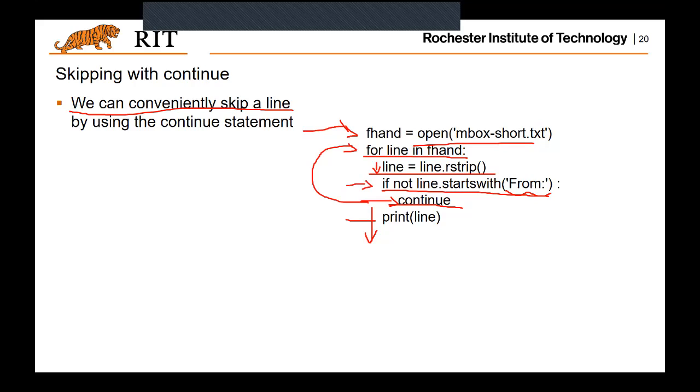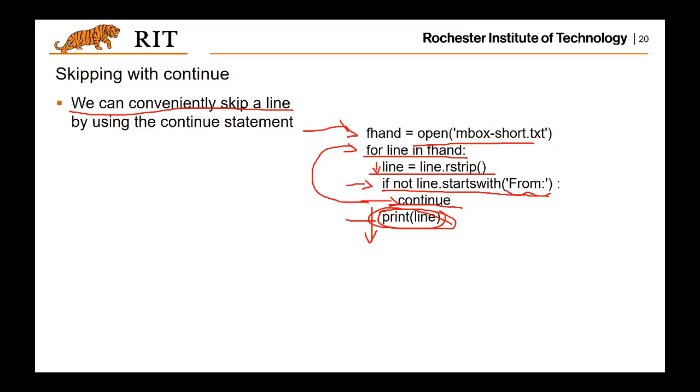So basically this line of condition statement, the if statement, will avoid the printing in case that line does not start with from colon. Only the ones that start with from colon will be printed. Right? That's how you understand what this continue statement is used for. So this is just a simple example.